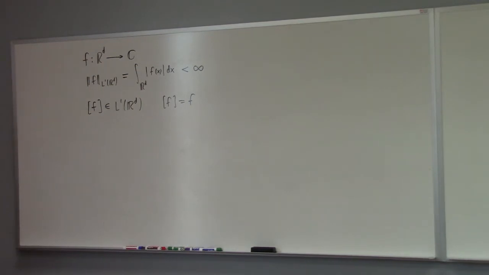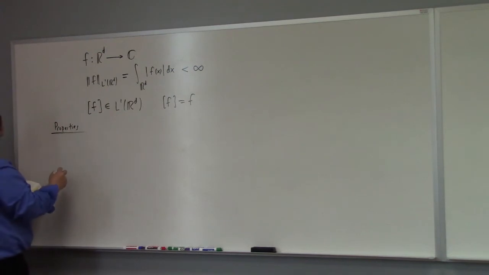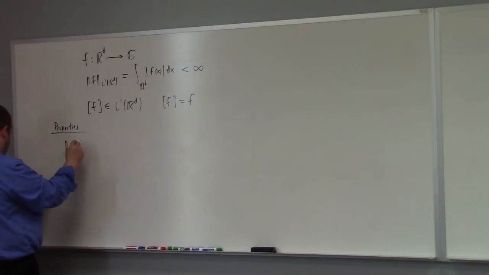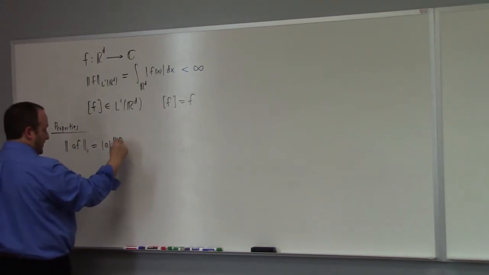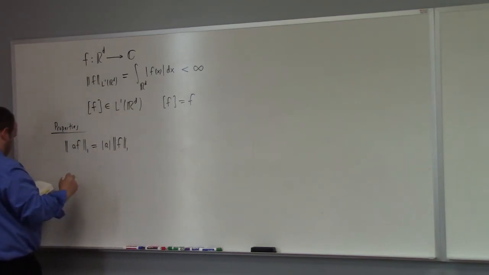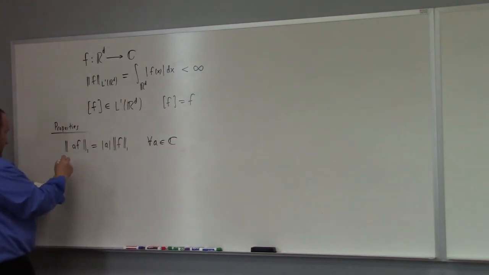And we cited some properties of the L1 norm, right? What were the properties of the L1 norm? I'm just going to abbreviate it sub 1 rather than writing L1 R^d every time because it gets really old really fast. So if I have a constant times f, it's equal to the absolute value of the constant times the length of f, and that's for all a in the complex numbers. So there you go. There's explicit evidence he's thinking about complex valued functions.